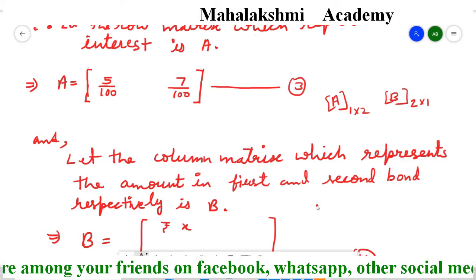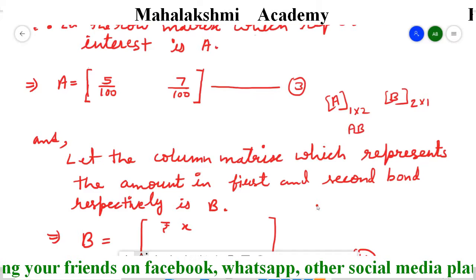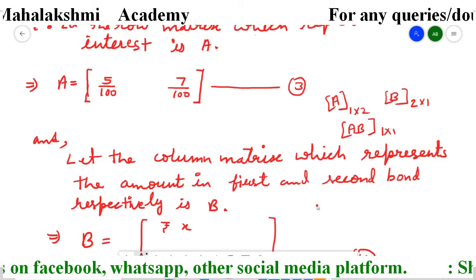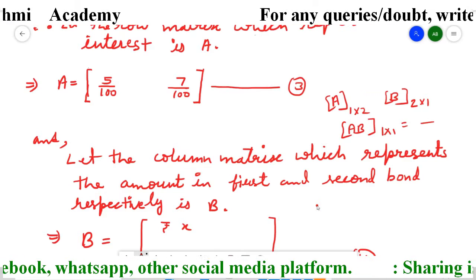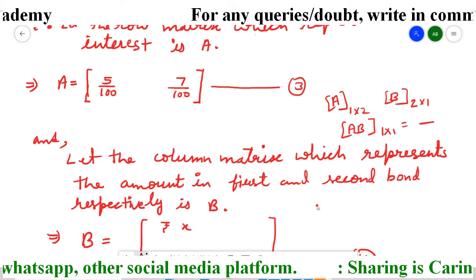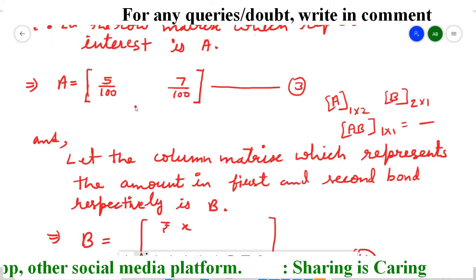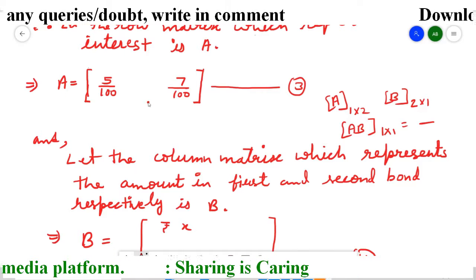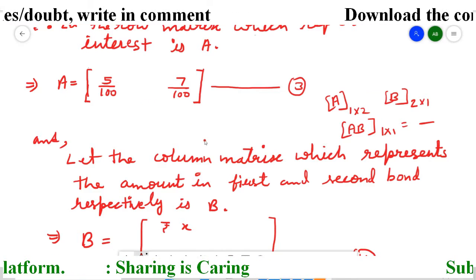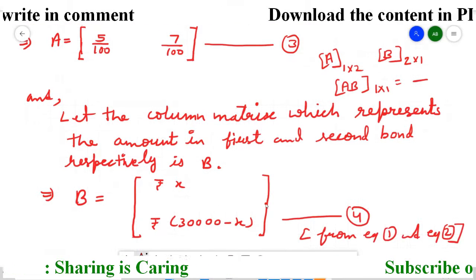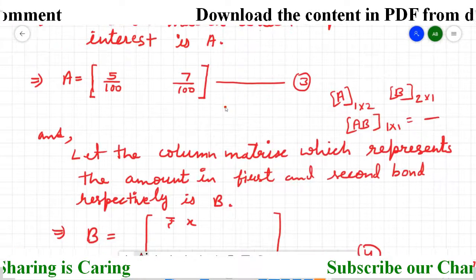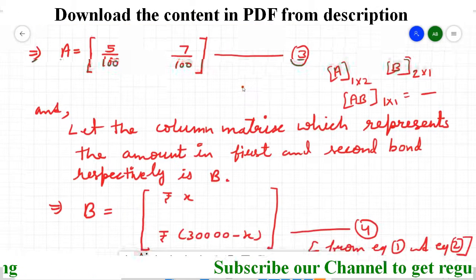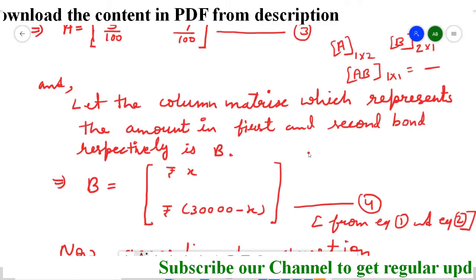So if you are going to multiply them, the AB matrix, its order is going to be 1 by 1. 1 by 1 means only one element you will get here, only a single element. So that's why pre-planning is very necessary: if you take A as a row matrix, then automatically B will be a column matrix. And it depends on you, either take interest in the A matrix or take amount in the A matrix.